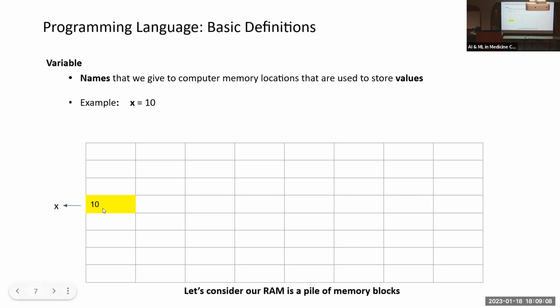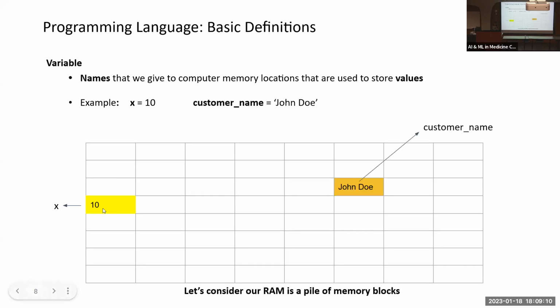Let's look at another example. I can write this in a Python editor. It will again take a block from the available memory. It will name the block as whatever I said here. So it's customer name. And it will place the value, whatever I wrote here, John Doe, inside that memory. So whenever I say read, what is my customer name?